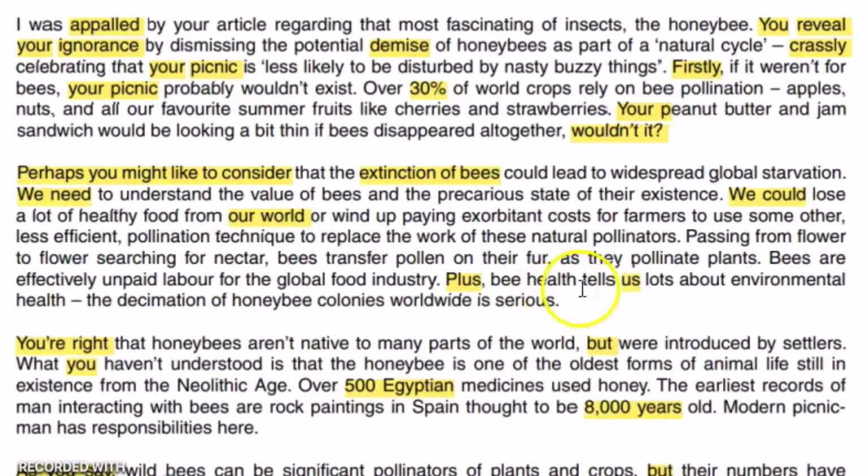Plus, bee health tells us a lot about environmental health. Look at this word, plus. It is a discourse marker. Firstly, you used one, and then you say moreover. Instead of moreover, you are saying plus. Another point you're quoting here: bee health tells us lots about the environmental health. The decimation of honeybee colonies worldwide is serious.